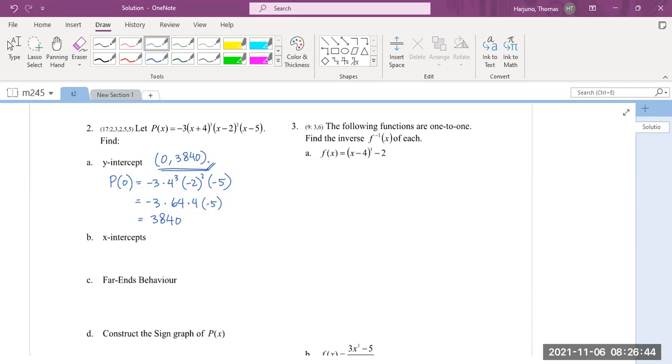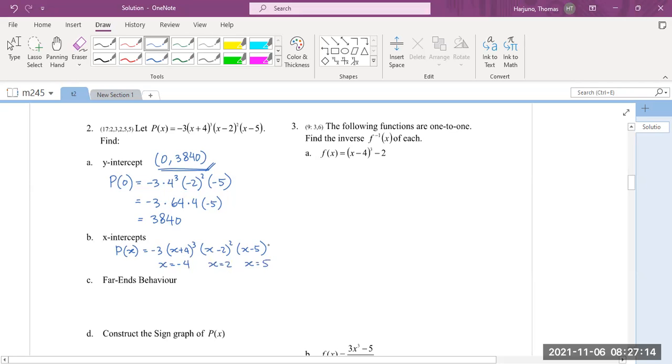Now part B, the x-intercept. Well, we already have the polynomial written in factored form, so it is easy to find the x-intercepts, right? If it is already in factored form, it means the zeros are x equals negative 4, x equals 2, and x equals 5. So the x-intercepts are (-4, 0), (2, 0), (5, 0).